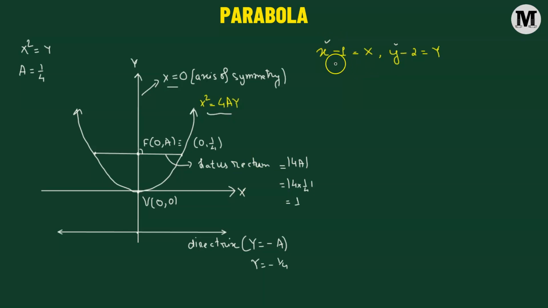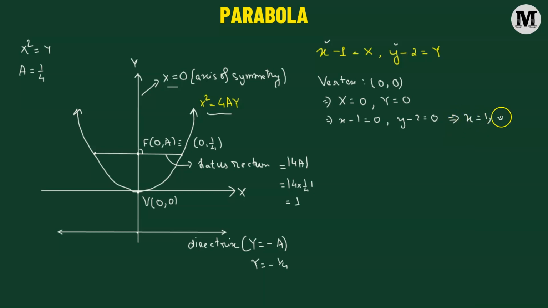So here we're going to substitute these values. Let's start with the vertex. We obtain that the vertex of the parabola is at the origin, that's 0, 0. This simply tells us that the X value is 0 and the Y value is 0. However, we have to substitute the value of X with x minus 1, which will be equal to 0, and the value of Y with y minus 2 equal to 0. That's going to give us the new values: x will be equal to 1 and y will be equal to 2. That means the vertex of the parabola with respect to the coordinates x and y will be at 1, 2.